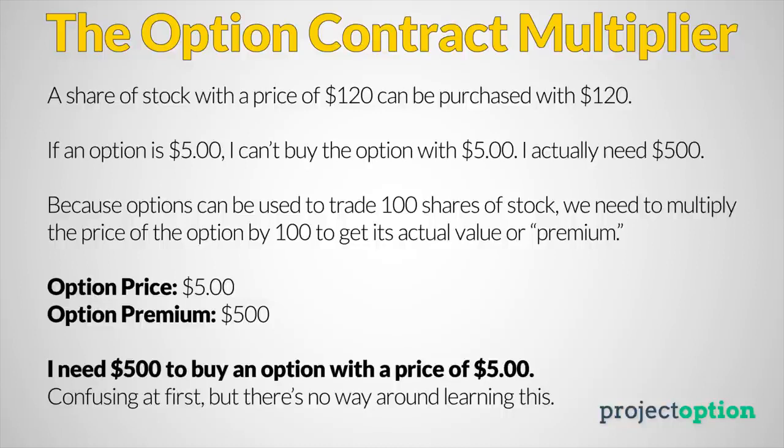But if I see an option and the option price is $5, I cannot actually buy that option with $5 US. I actually need $500 because options on stocks can be converted into 100 shares of stock. And because of that, we have to multiply the price that we see by 100 to get the option's actual value, or what is called the option premium. So let's build on these three option characteristics, and let's move forward by discussing the two option types and get into some examples and clearly look at what these three characteristics mean in regards to the examples.